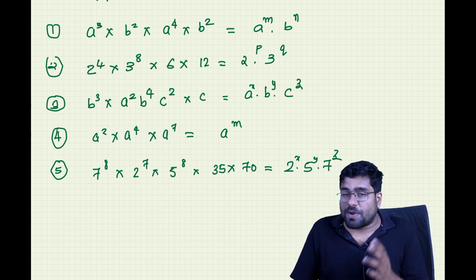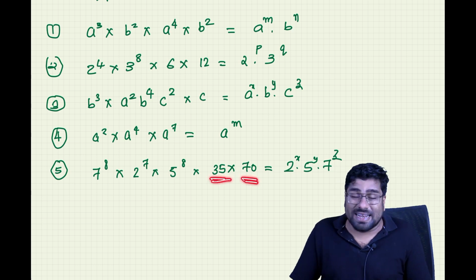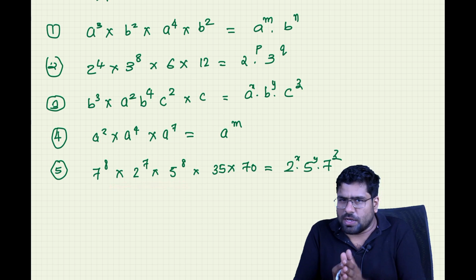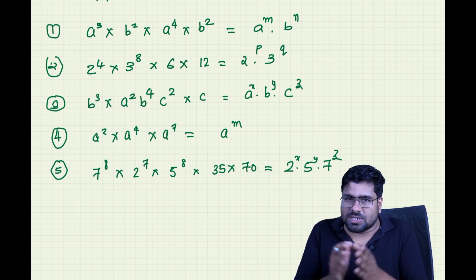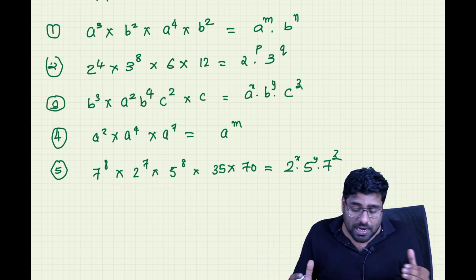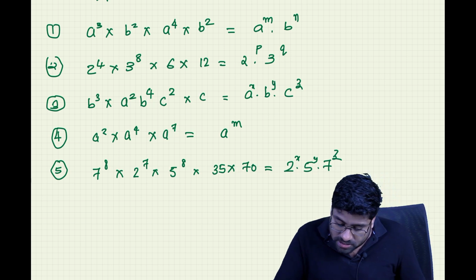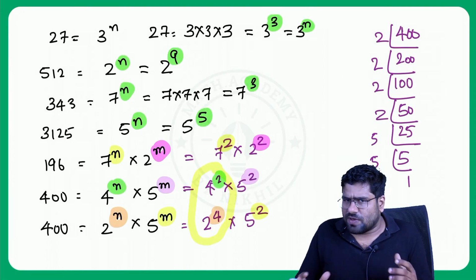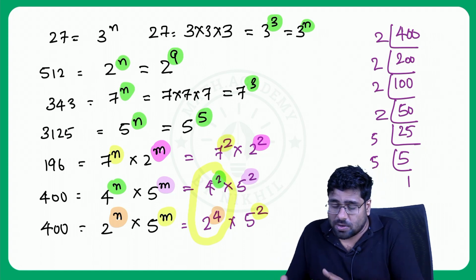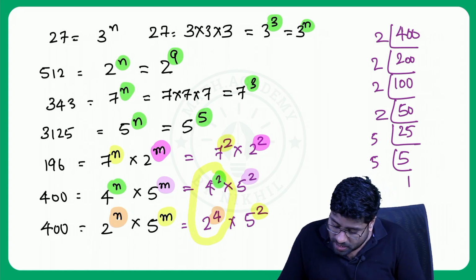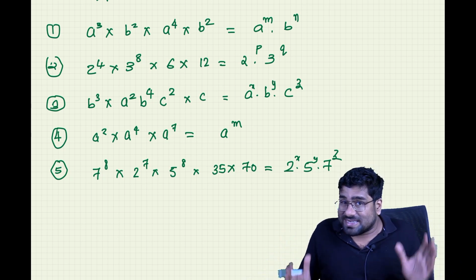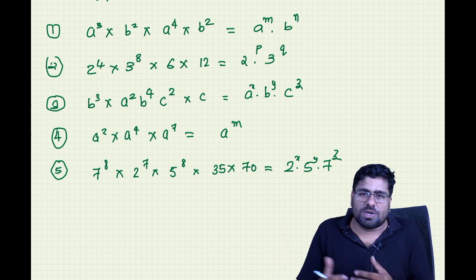Use the concept of prime factorization in order to split these numbers and make them in the form of 2, 5, and 7. So use the concept of prime factorization that we have learned earlier in the classes. If you want, I'll just make sure that you see it once again. This is the concept of prime factorization where we studied. We will be using this concept of prime factorization, and also the concept of a raised to m into a raised to n that we have studied today. We will be combining them together into new questions.